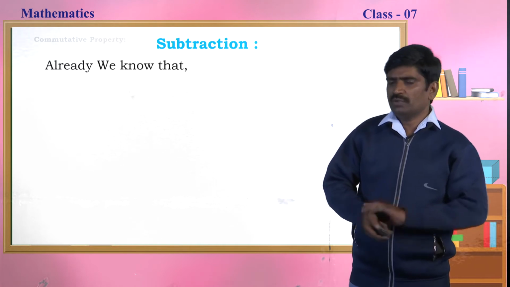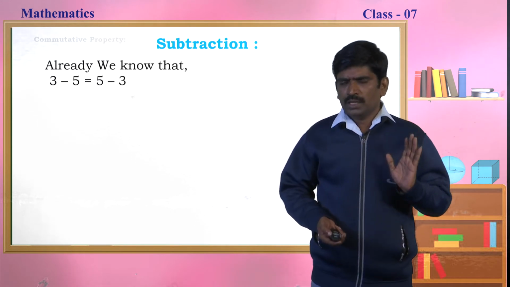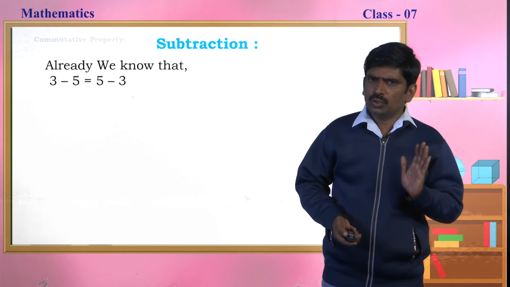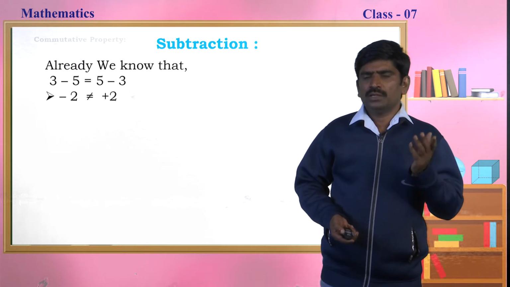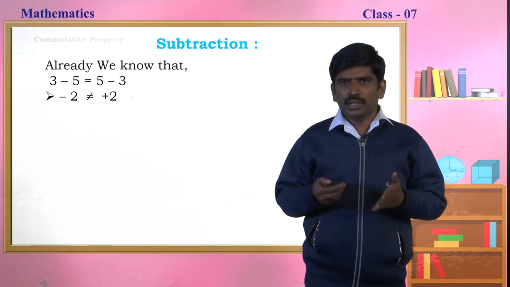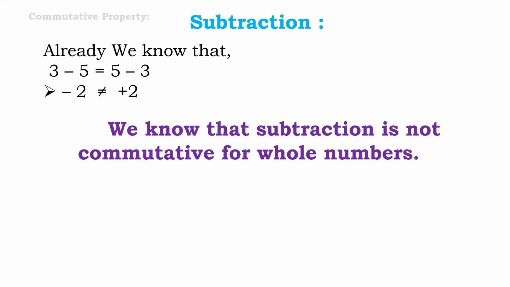Next, subtraction, commutative property, subtraction. We already know that 3 and 5 are whole numbers. Their subtraction, 3 minus 5 and 5 minus 3, are they equal? See here, 3 minus 5 is minus 2, 5 minus 3 is plus 2. They are not equal. Then we know that subtraction is not commutative for whole numbers.